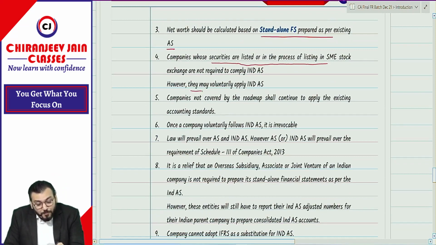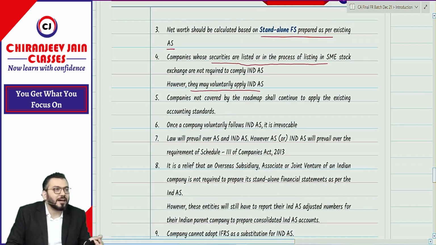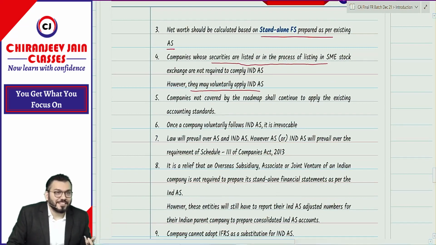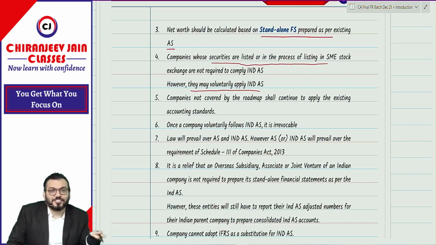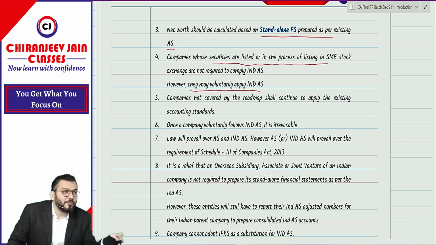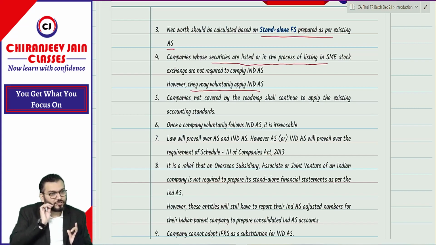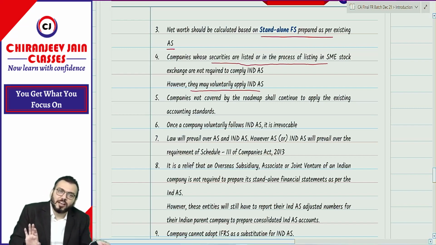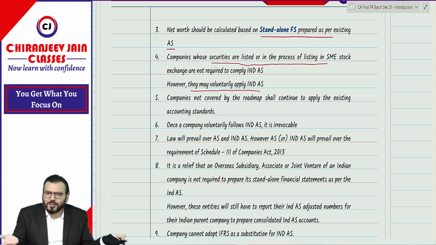However, they may voluntarily apply Ind AS. Any company may voluntarily apply Ind AS. Maja aa raha hai? They may apply what? Ind AS. But once they have adopted Ind AS, they cannot reverse it. Any company voluntarily adopting Ind AS cannot once again come to the existing accounting standard. Understood? Any company can voluntarily adopt Ind AS even though Ind AS is not applicable to them. It is their choice.